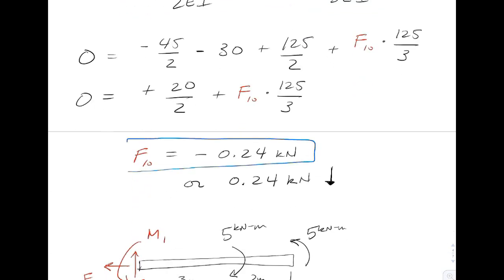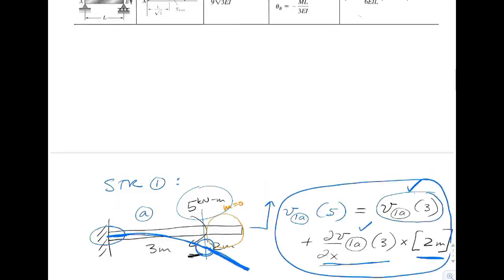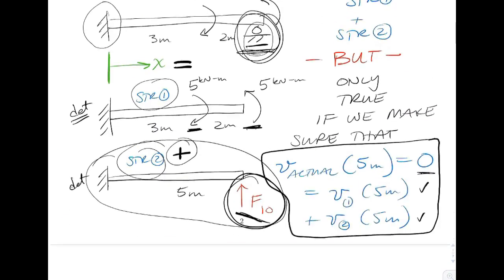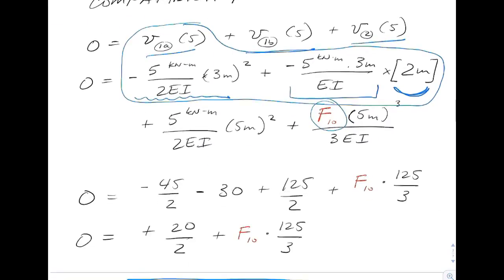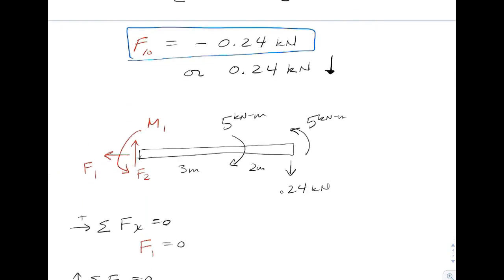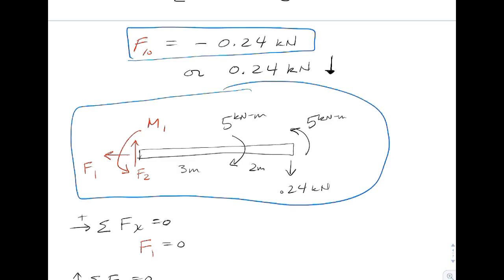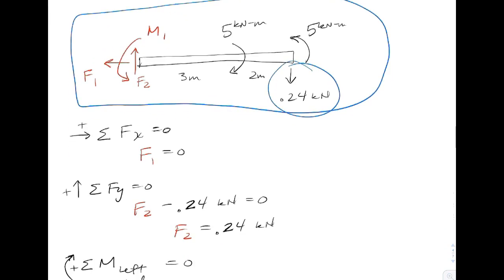We end up getting a negative number, which means that back here in the picture where I drew it, a negative number would just mean that it's actually pointed in the other direction. So this is what we just did to our free body diagram. We solved for the reaction in the roller. And now we can go ahead and solve for the other 3 unknowns over here.